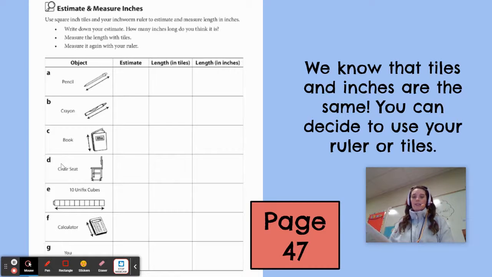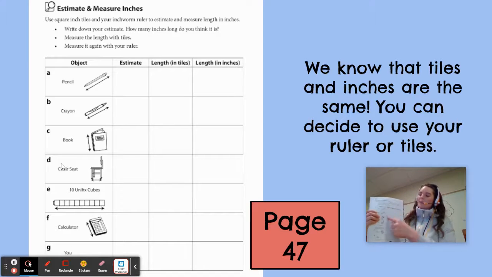And then you will notice that the last two, one says calculator, and the other is a you choose. I'm going to turn letter F from a calculator to another you choose. Not everyone has a calculator available to them at home. So for letter F, you can choose the object. I thought of one that everyone does have, and you could choose to measure the height of your vial or your mealworm. That's an option. So instead of measuring a calculator, you get to choose. For F and G, you can choose the object.